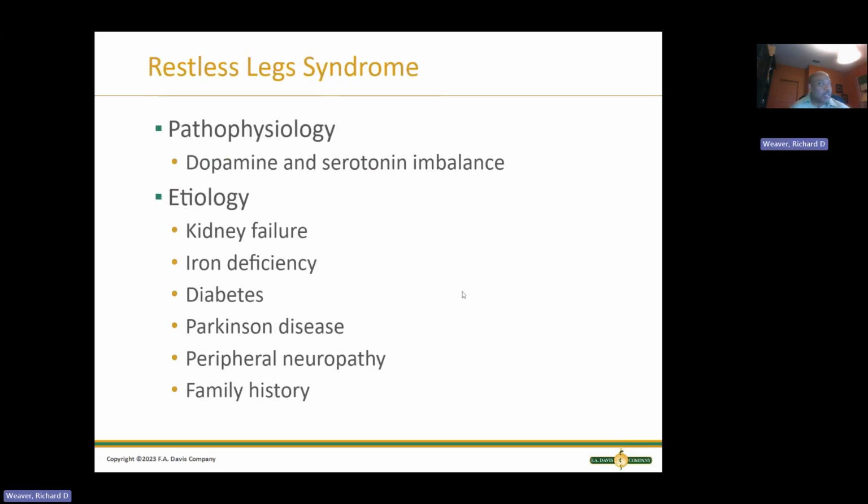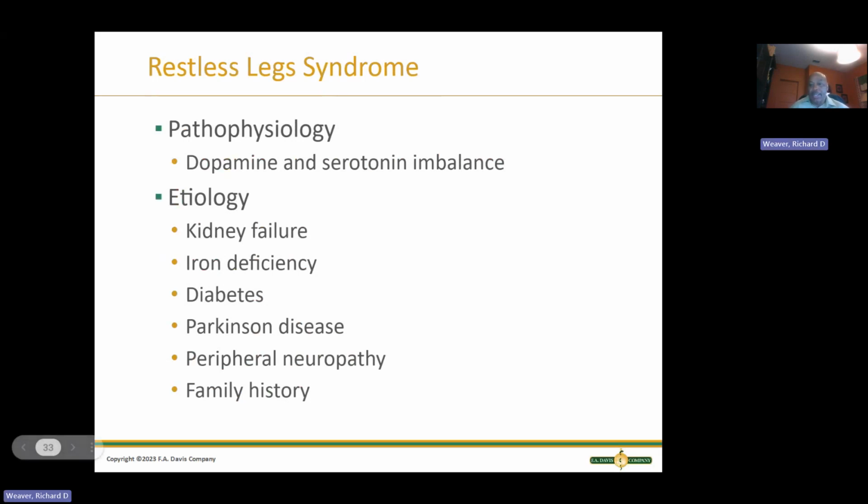The next condition is restless leg syndrome. This is an uncomfortable sensation in the legs, causing the patient to constantly feel the need or the urge to move the legs. And it typically, unfortunately, occurs at rest or at nighttime. So these patients don't get a lot of rest.